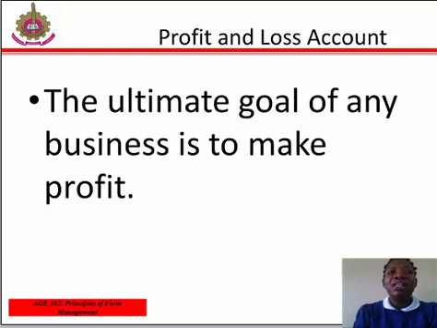Profit and loss account. The ultimate goal of any business is to make profits. One of the best ways of assessing how well the business is progressing is by preparing a profit and loss account for the business. So we have 3 essential components of profit and loss accounts, which are total product or return, total expenditure, and profit or net farm income.